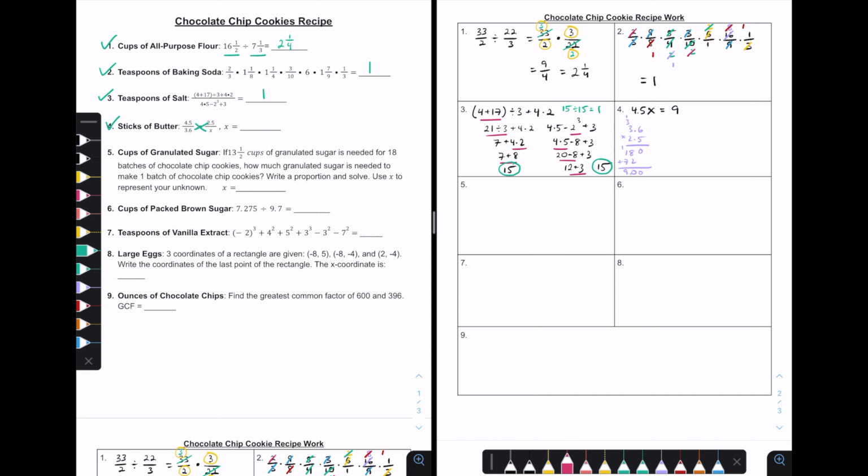So this means that 4.5 times something equals 9. And so we can divide both sides by 4.5, right? And if we do that, we're going to find that x is equal to 2, right? Because 4.5 times 2 equals 9. If you want to show that division, if we do 9 divided by 4.5, you can slide the decimal over and slide the decimal over, and 45 times 2 does equal 90. So we are getting 2 sticks of butter.